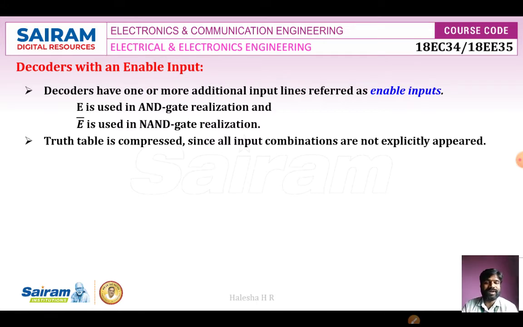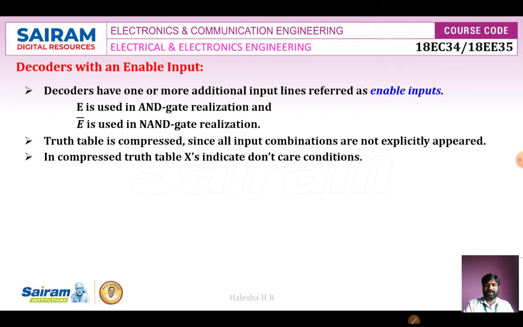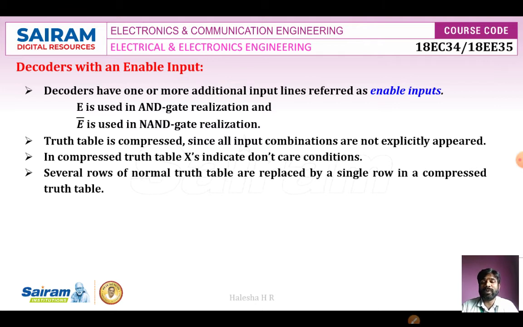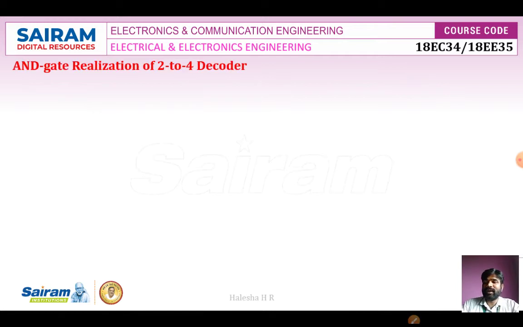The truth table is compressed. That means all input combinations are not explicitly appeared in the truth table. So in the compressed truth table, X indicates don't care. In this compressed truth table, several rows of the normal truth table are replaced by a single row. Okay. So remember, decoders have additional inputs, that is enable input.